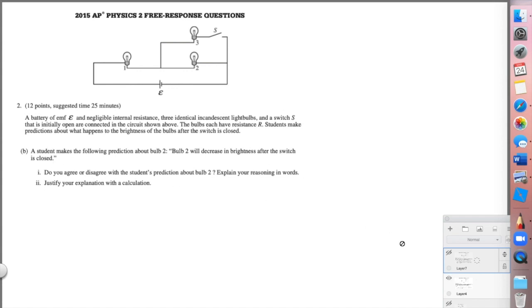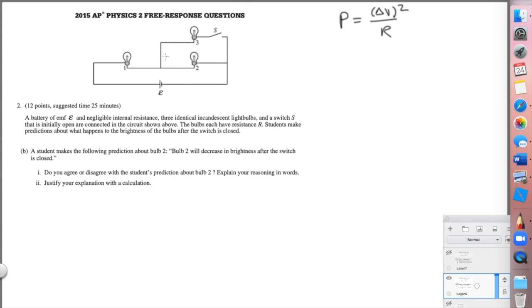Okay, part B. So now we have another student making a prediction. The student makes the following prediction about bulb 2: when the switch closes, bulb 2 will decrease in brightness. I'm going to agree with this. So the power equation we want to use here, I think the nicest power equation to focus on in this answer, is P equals delta V squared over R.